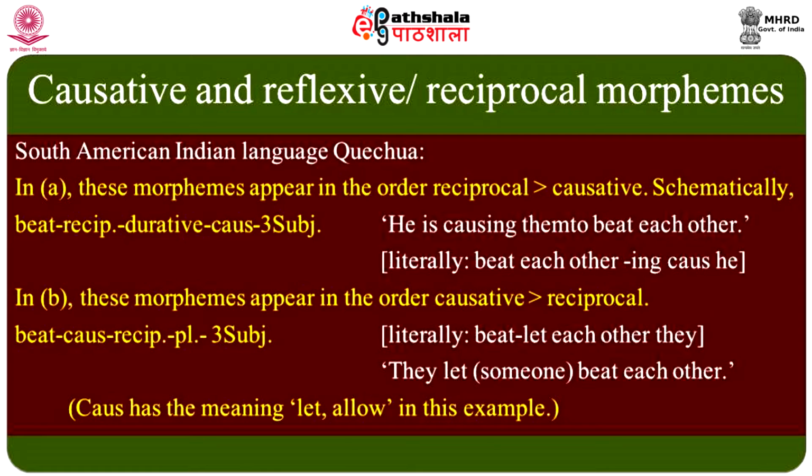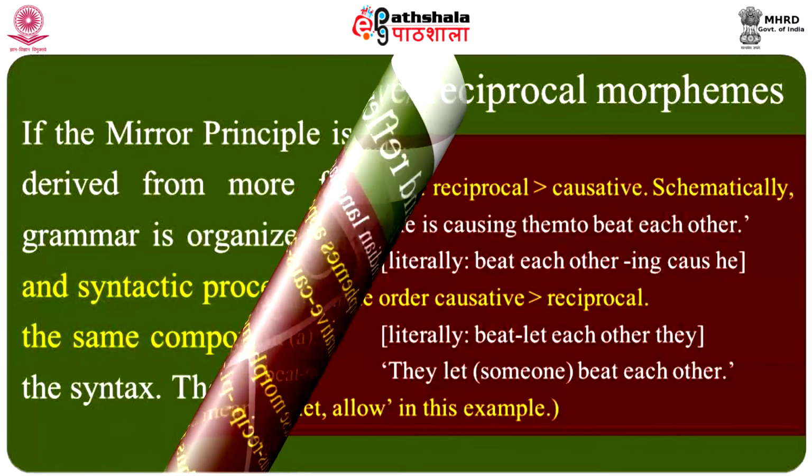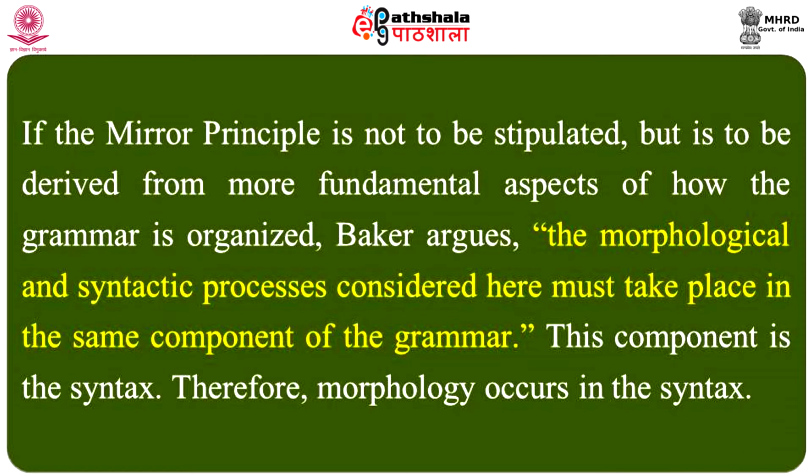Crucially, the operations that changed grammatical relations, moving the object into the subject position, adding a causative affix and a causer argument, are accompanied by morphological effects. The surface order of the morphemes tells us what changes in grammatical functions occur at which stage of the derivation. Baker therefore states the mirror principle that morphological derivations must directly reflect syntactic derivations and vice versa. If the mirror principle is not to be stipulated but is to be derived from more fundamental aspects of how the grammar is organized, Baker argues the morphological and the syntactic processes considered here must take place in the same component of the grammar. This component is the syntax. Therefore, morphology occurs in the syntax.